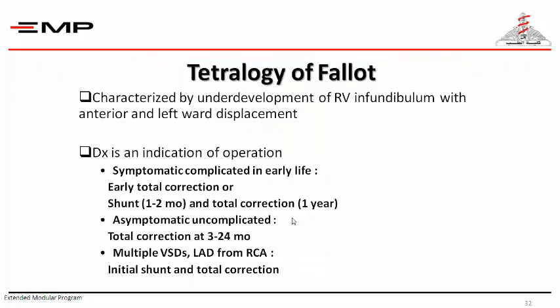Tetralogy of Fallot is characterized by underdevelopment of the right ventricular infundibulum with anterior leftward displacement. The indication for operation is once diagnosed. If symptomatic or complicated in early life, early total correction, or a shunt if the pulmonary arteries are small, and later total correction. If asymptomatic and uncomplicated, total correction is better than shunts after 6 months. If there are multiple VSDs or LAD crossing the RVOT, it is indicated for initial shunts and later total correction.